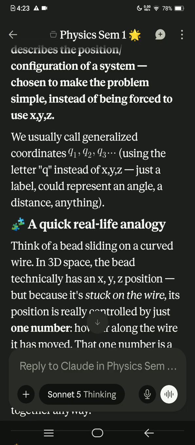We usually call generalized coordinates q1, q2, q3, etc., using the letter q instead of x, y, z. Just a label; it could represent an angle, a distance, or anything.